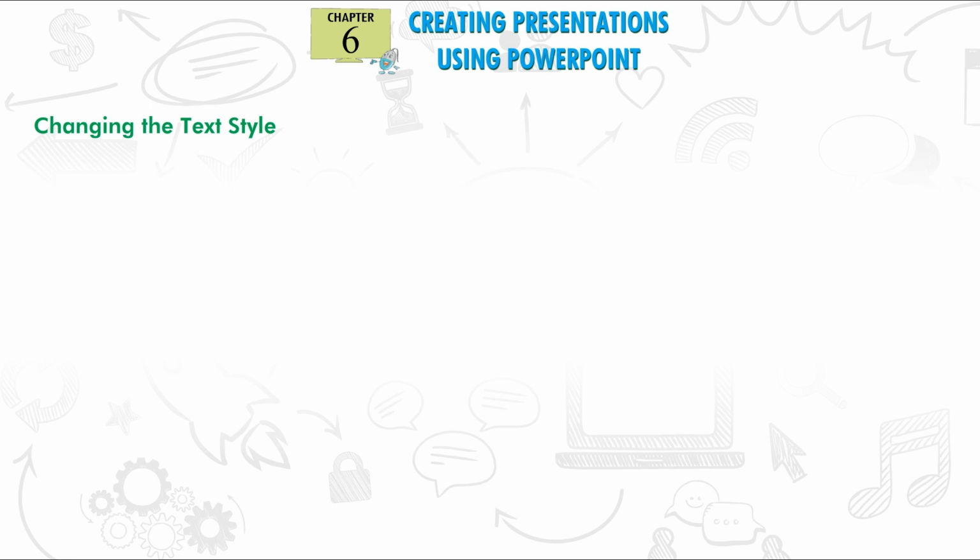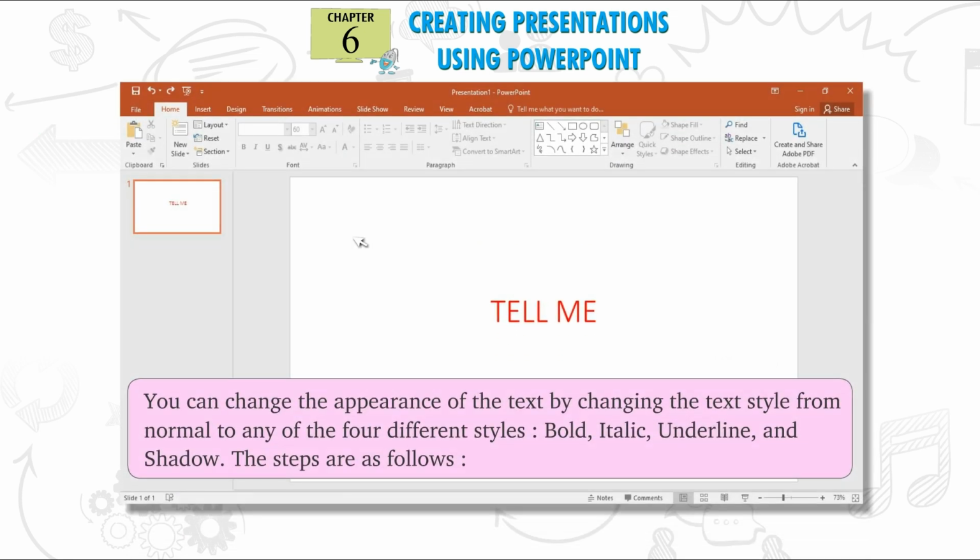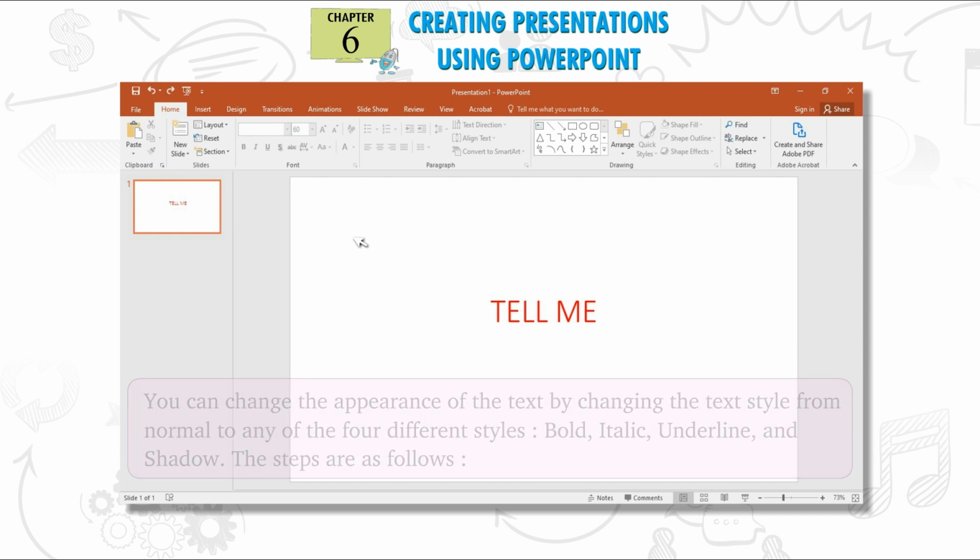Changing the text style. You can change the appearance of the text by changing the text style from normal to any of the 4 different styles: bold, italic, underline, and shadow. The steps are as follows.